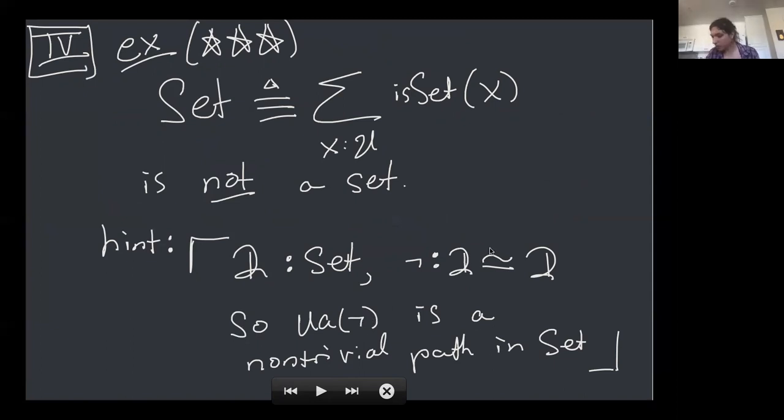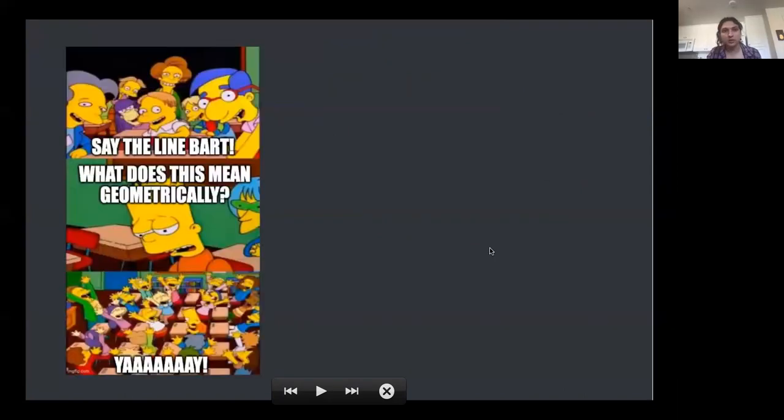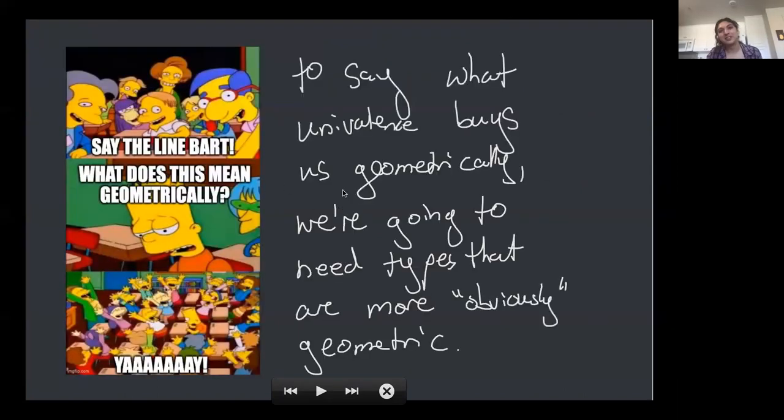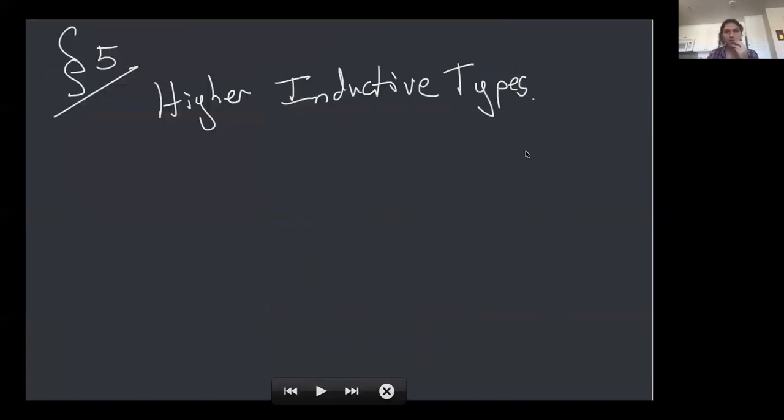Okay, so with that out of the way, what does this mean geometrically? This is going to be the question throughout the talk. But to say what this means geometrically, we're going to need some types which are more obviously geometric, which brings us to the next section, which is higher inductive types.